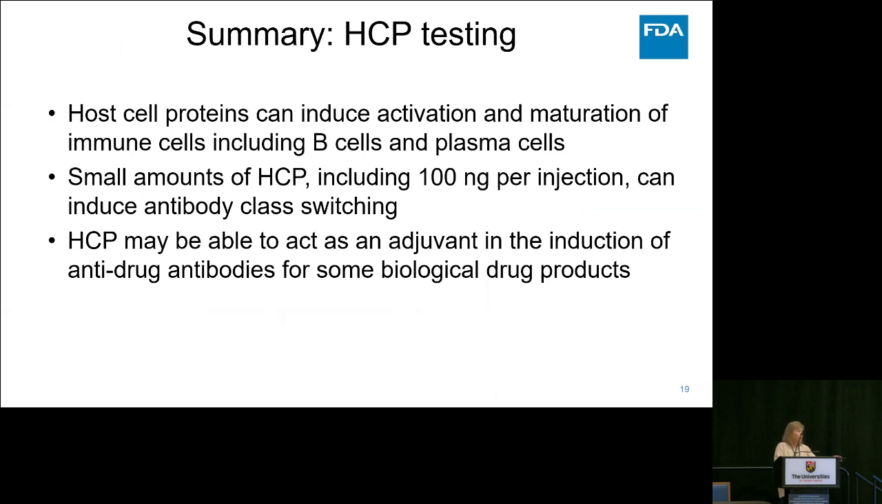And small amounts, the 100 nanograms per injection, and we based that on how much we found when we looked at different drug products that were commercial and how much host cell protein was in them, and we tried to make it an equivalent amount on a weight basis for the mouse, so that it was similar to what a person might see from actual drug product they received. But it could induce antibody class switching. Now again, we don't know that they were antigen specific, but it does show that it activated them. And it does suggest that maybe host cell proteins could act as an adjuvant or in some way induce anti-drug antibodies in context of the actual biological drug product that you're testing.